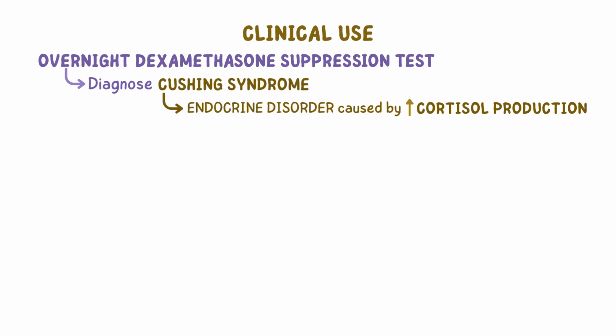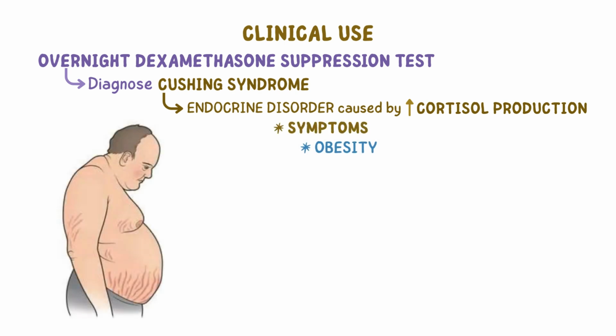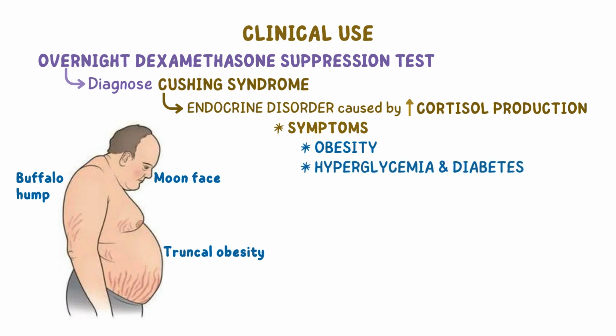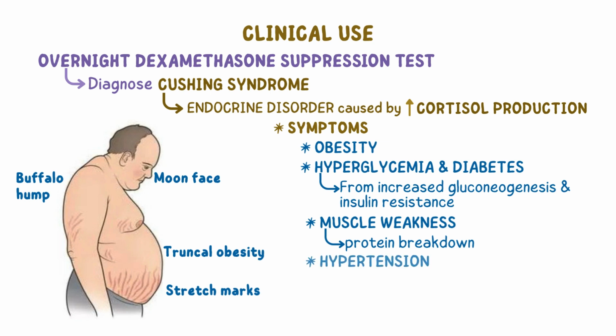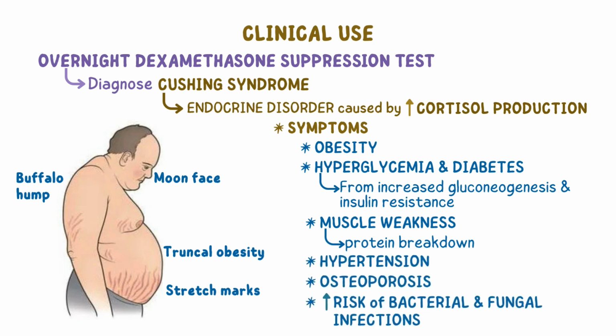Cushing syndrome is an endocrine disorder caused by too much cortisol production. It could be caused by Cushing disease, where a pituitary adenoma overproduces ACTH. Symptoms include obesity, where the extra adipose tissue tends to build up between the shoulders, leading to a buffalo hump, in the trunk, causing truncal obesity, and in the face, causing moon facies. Hyperglycemia and diabetes often result from the increased gluconeogenesis and insulin resistance. Muscle weakness and skin stretch marks can occur due to protein breakdown. Hypertension, osteoporosis, and increased risk of bacterial and fungal infections are also common problems caused by excessive cortisol.